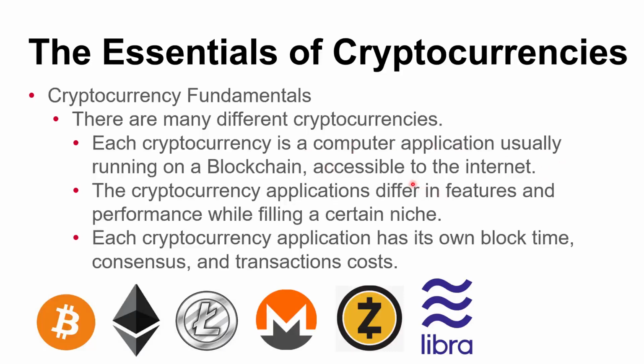And there are many types of cryptocurrencies. We've talked about Monero, Ethereum, Bitcoin, and Libra, which we haven't heard too much about lately, but I understand the effort is underway. Each cryptocurrency is accessible on a running blockchain on the internet. The cryptocurrencies offer different features, so they all have their own little niche. And each cryptocurrency application has its own block time, consensus, transaction costs, and so on.